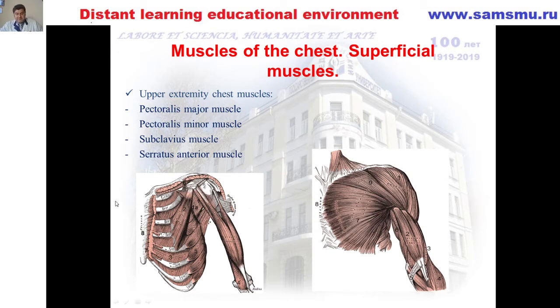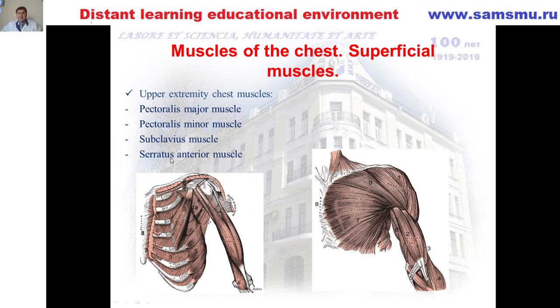Next we'll talk about the subclavius muscle. It's very small and stretches from the clavicle to the first rib. The muscle strengthens the sternoclavicular articulation by pulling the clavicle down and medially.